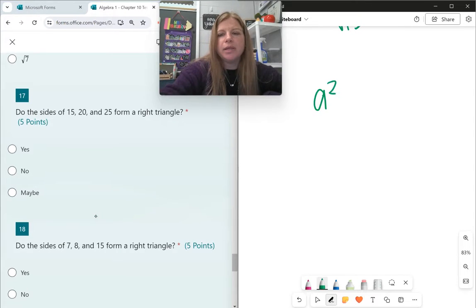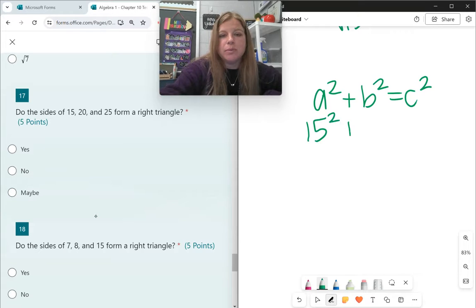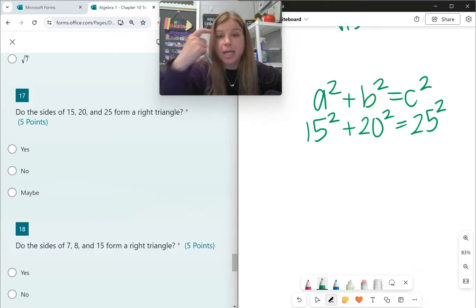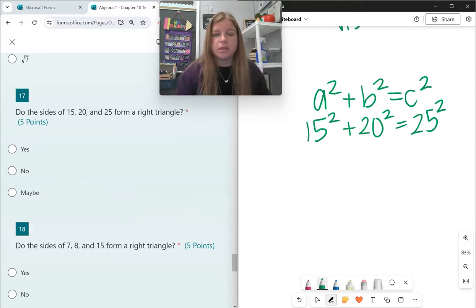So the only way to know if 3 side lengths form a right triangle is if they actually work for a squared plus b squared equals c squared. So I want to check, does 15 squared plus 20 squared equal 25 squared? That's what I'm checking. And I know 25 goes in for c because c is the hypotenuse, and the hypotenuse is the largest side of a right triangle.